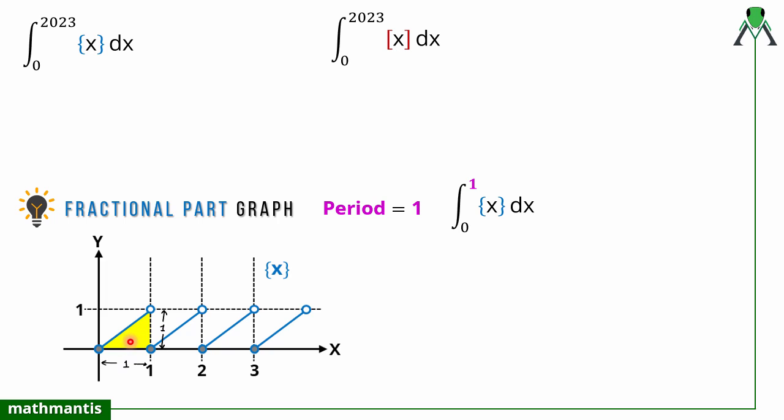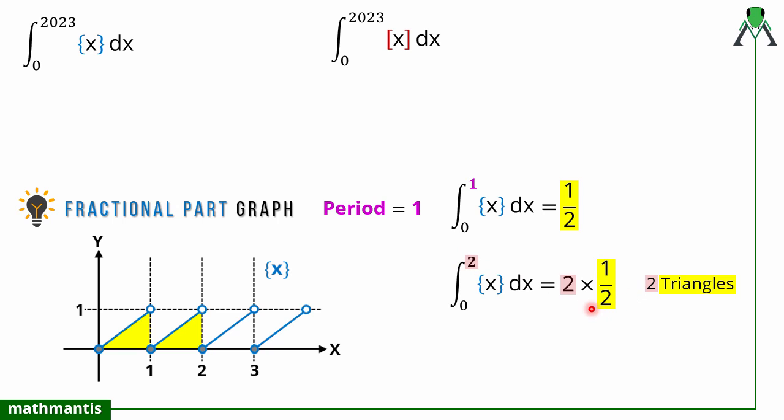So the area of this triangle is nothing but half multiplied by 1 multiplied by 1. So this is the area of 0 to 1, that is of fractional part of x dx. This is the integral value. So if we have to evaluate the integration from 0 to 2 of the fractional part of x dx, it will include two triangles, because the area will be evaluated with the x-axis. So it will become nothing but 2 multiplied by half. This will be the value of this definite integral.